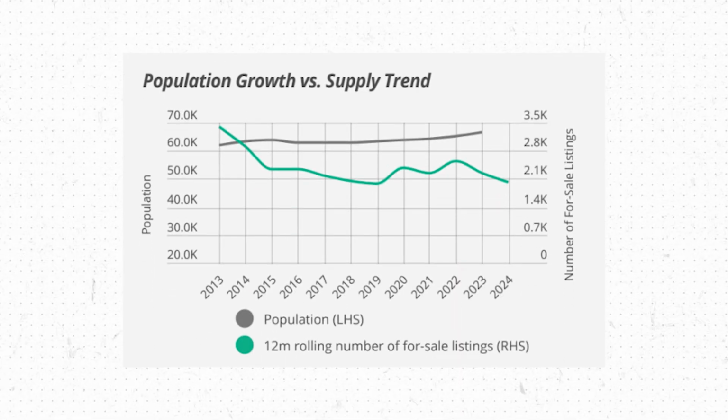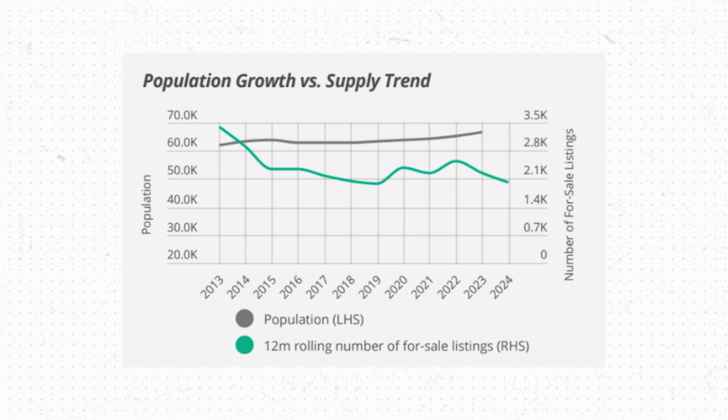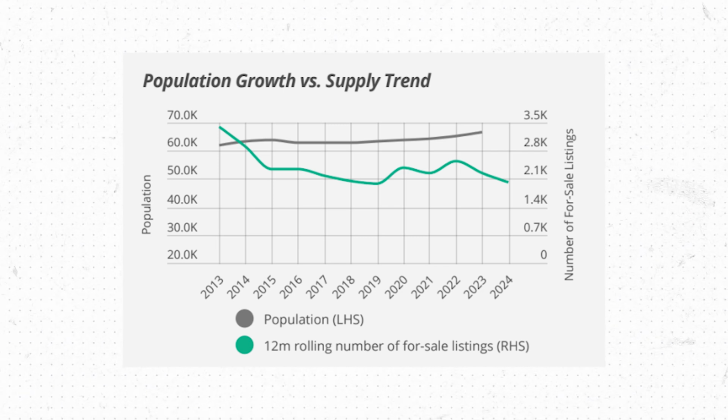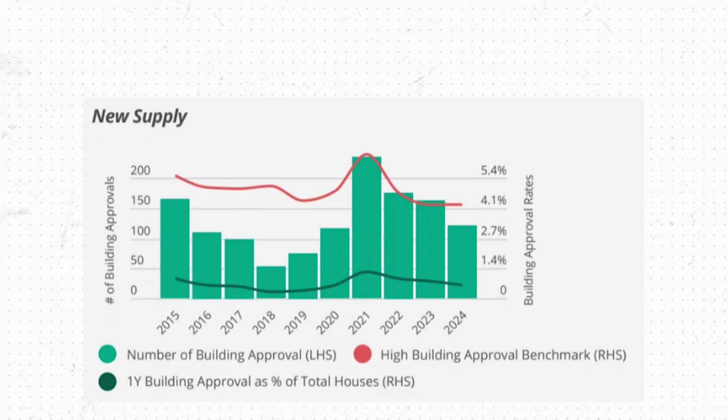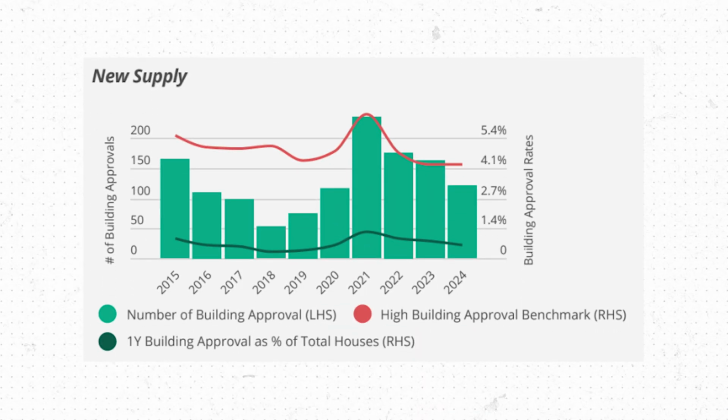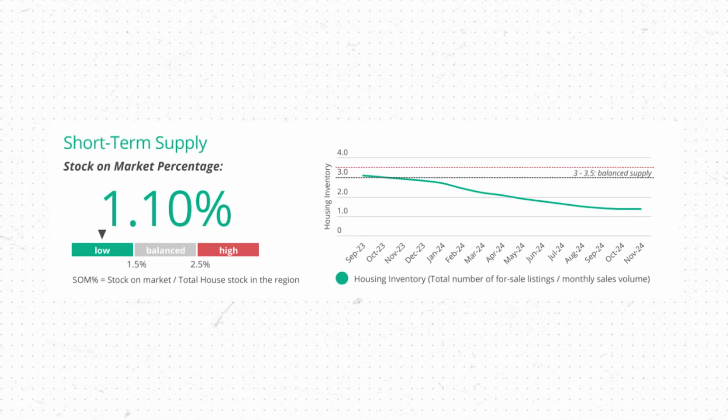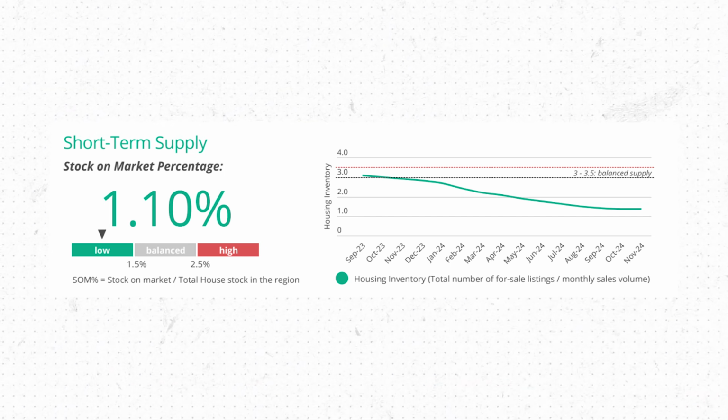In the past decade, population here increased by 8%, but at the same time, the number of for sale listings decreased by 31%. And then building approval rate, very similar to Mackay, halved over the past 3 years. And in the sales market, inventory has declined to about 1.4 months of stock, been decreasing steadily ever since the beginning of 2024. And entering 2025, we are expecting this declining trend to continue.